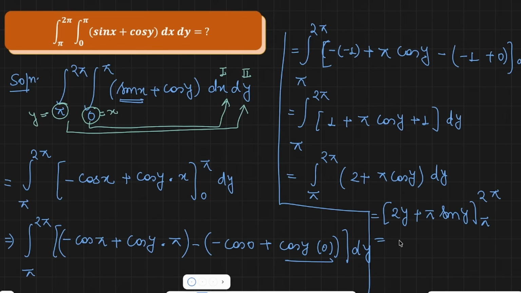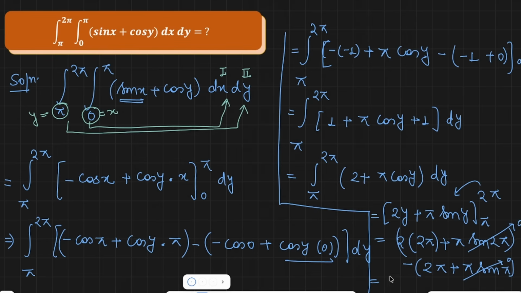Now you put 2 pi, it will be 2 into 2 pi, plus pi, put the upper limit first, then sin 2 pi, minus, from this, 2 into, put the lower limit, the lower limit is pi, plus pi into sin pi. You know that sin 2 pi is 0, sin pi is 0, so it will be 4 pi minus 2 pi, so your answer will be 2 pi. This is the correct answer. So this is how you can solve this integral.